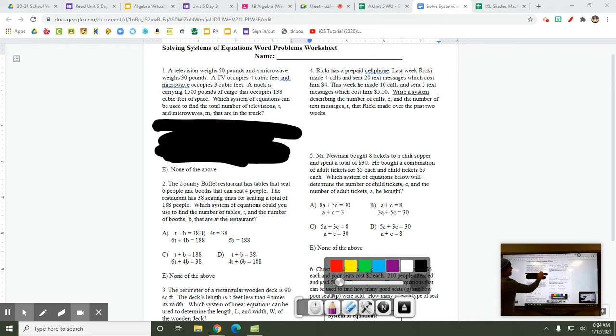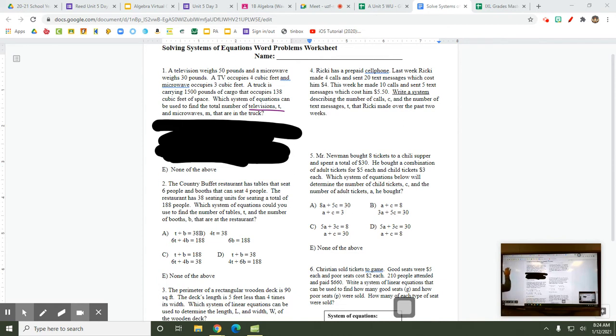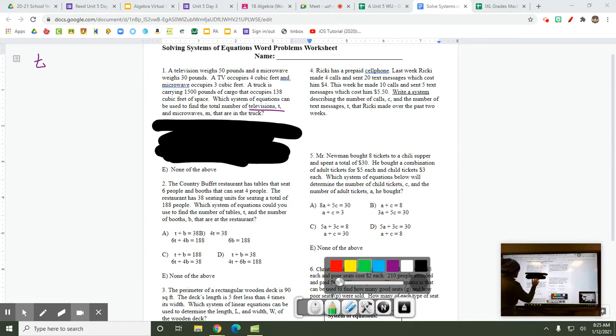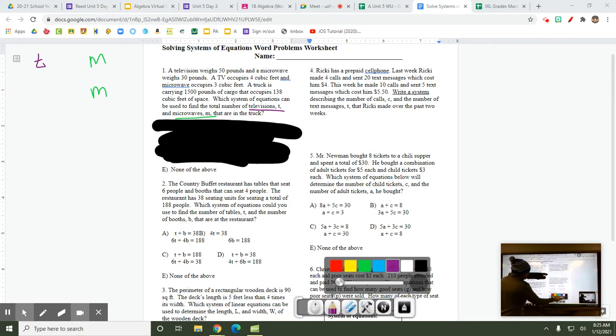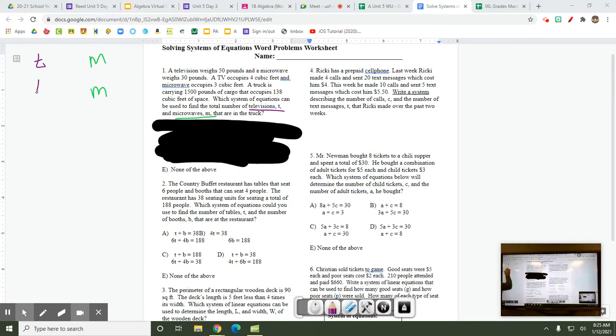Because it tells me that television is going to be represented by T, so I know I'm going to have a T. And microwaves will be represented by M. So if I have a system of equations, I know that I'm going to have two of them. That's important to know because it tells us we're going to have a system, so we're going to have two of them.